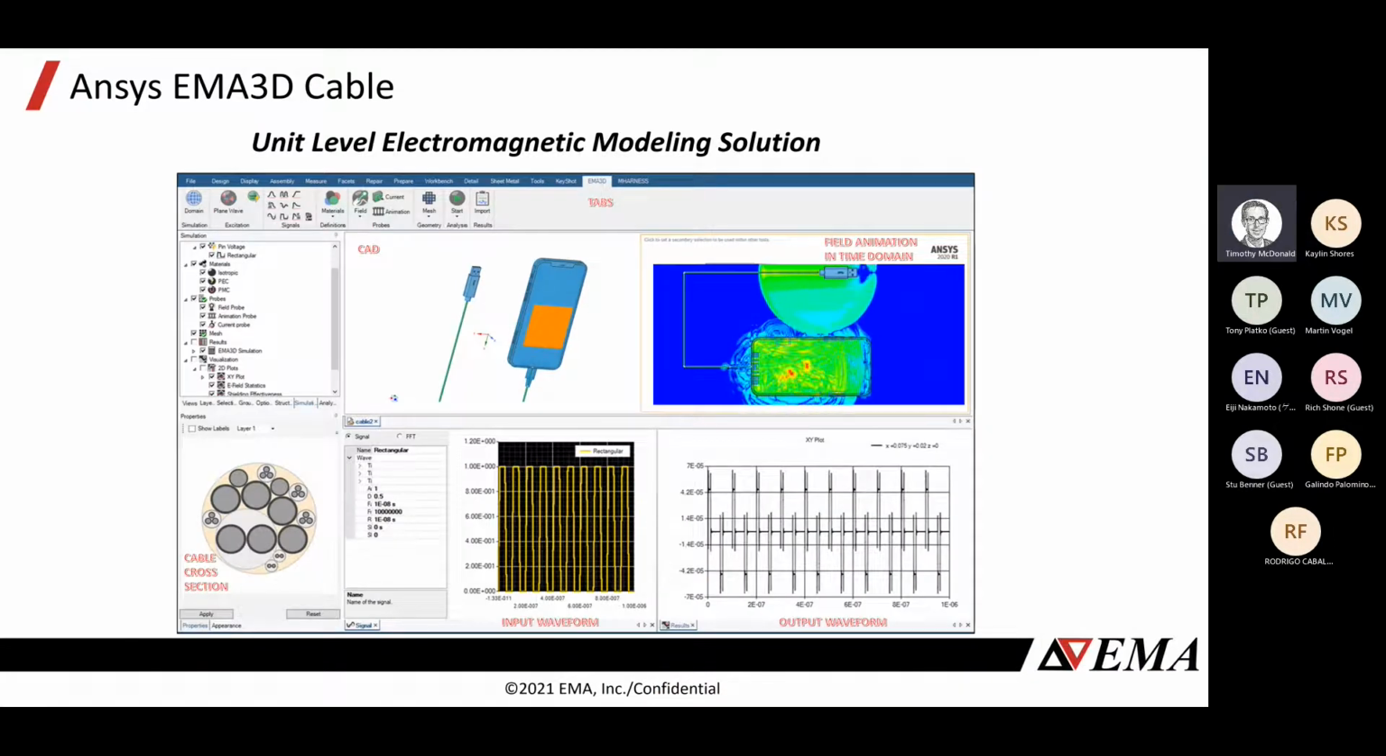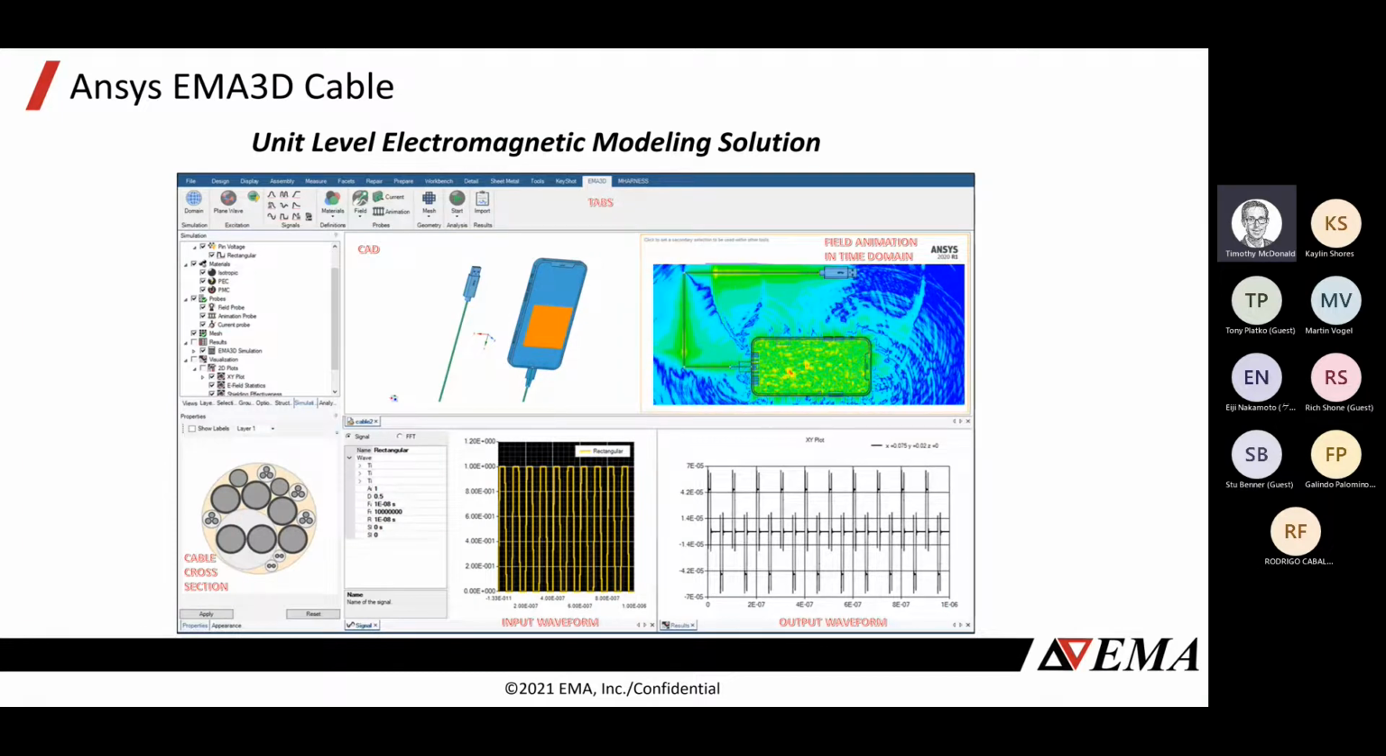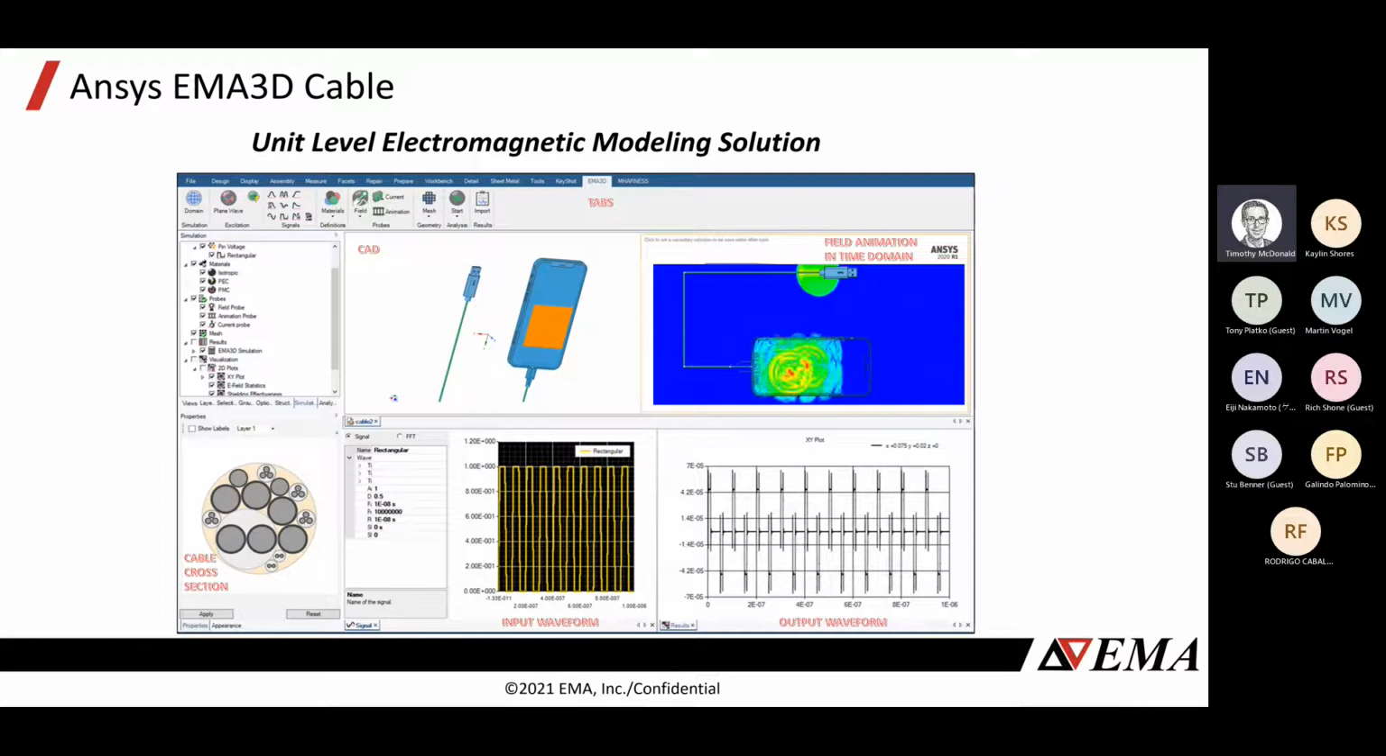They're ANSYS EMA3D Cable and ANSYS EMA3D Charge. EMA is a technology partner of ANSYS. We supply these products to ANSYS, and the products are commercially available through ANSYS. Separately, EMA has a team of consultants that works on design, troubleshooting, and validation of equipment to electromagnetic compatibility requirements.